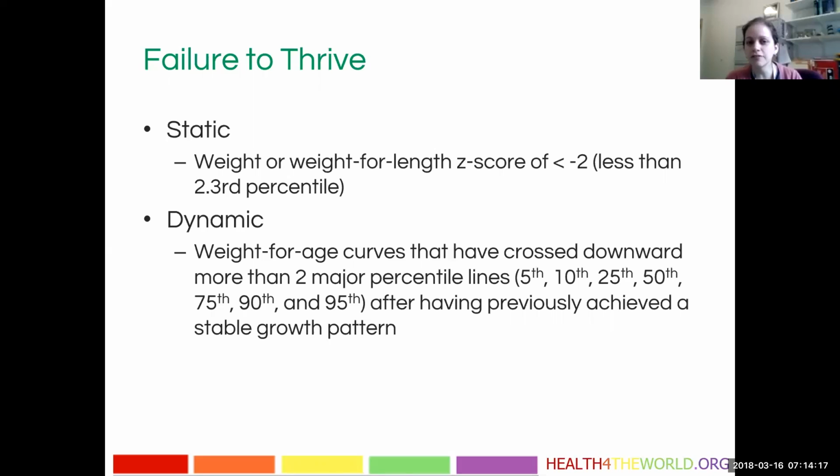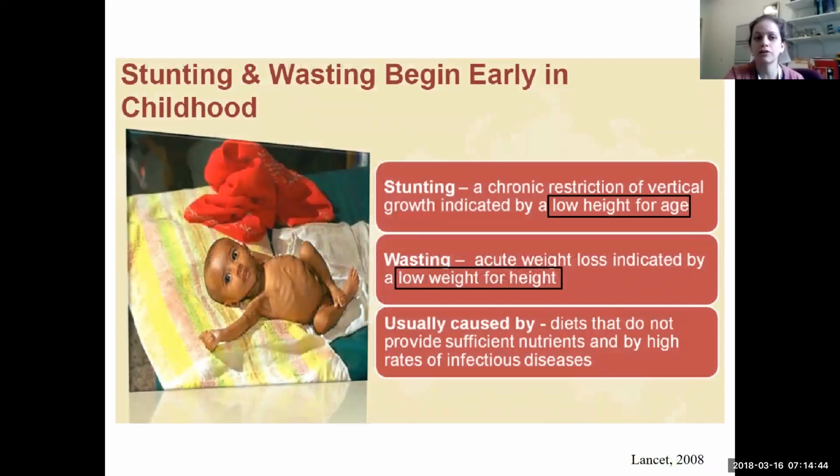So even if a patient has not yet crossed that line, if they're crossing percentiles downwards, more than 2 major percentile lines, like if they go from 50th to 25th to 10th, even though they're still at 10th percentile, which would be a z-score around -1, we worry because we don't want to let them get to that worst state after they've achieved a stable growth pattern.